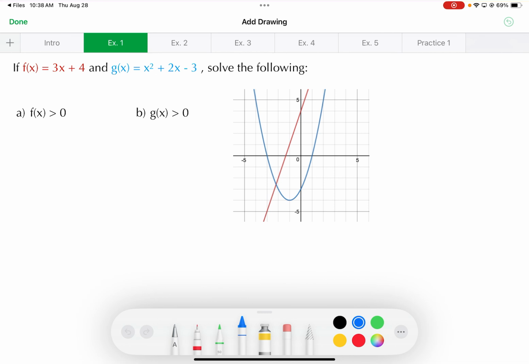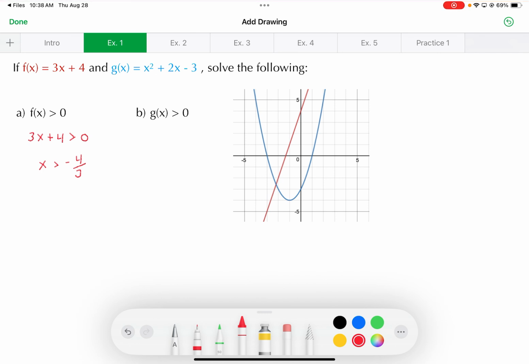You all know how to solve a linear inequality. That's what we've been doing the last couple days. Choose the color red here. And if I said find when f of x is greater than 0, I can use substitution. F of x is the same as 3x plus 4, right? So I substitute that in. Easy to solve. X is greater than negative 4/3.